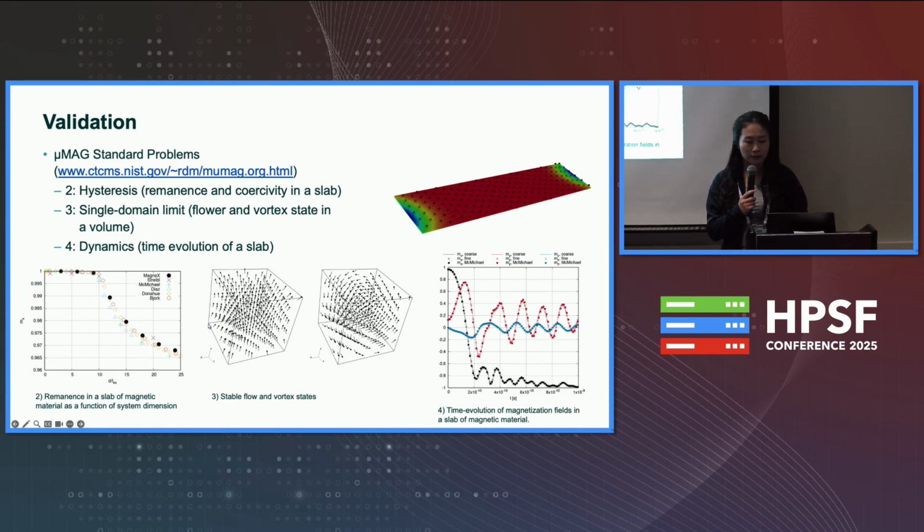The third standard problem is about stable flower and vortex states. By flower, we mean that if you look at the vector of the magnetization, it's pointing upward like a flower bloom. And then there's the vortex state, meaning that the tip of the magnetization is forming a vortex shape, right? So these are 2 different topologies of magnetization, but they come from the same material. The only difference that we made for these 2 states is the initialization.